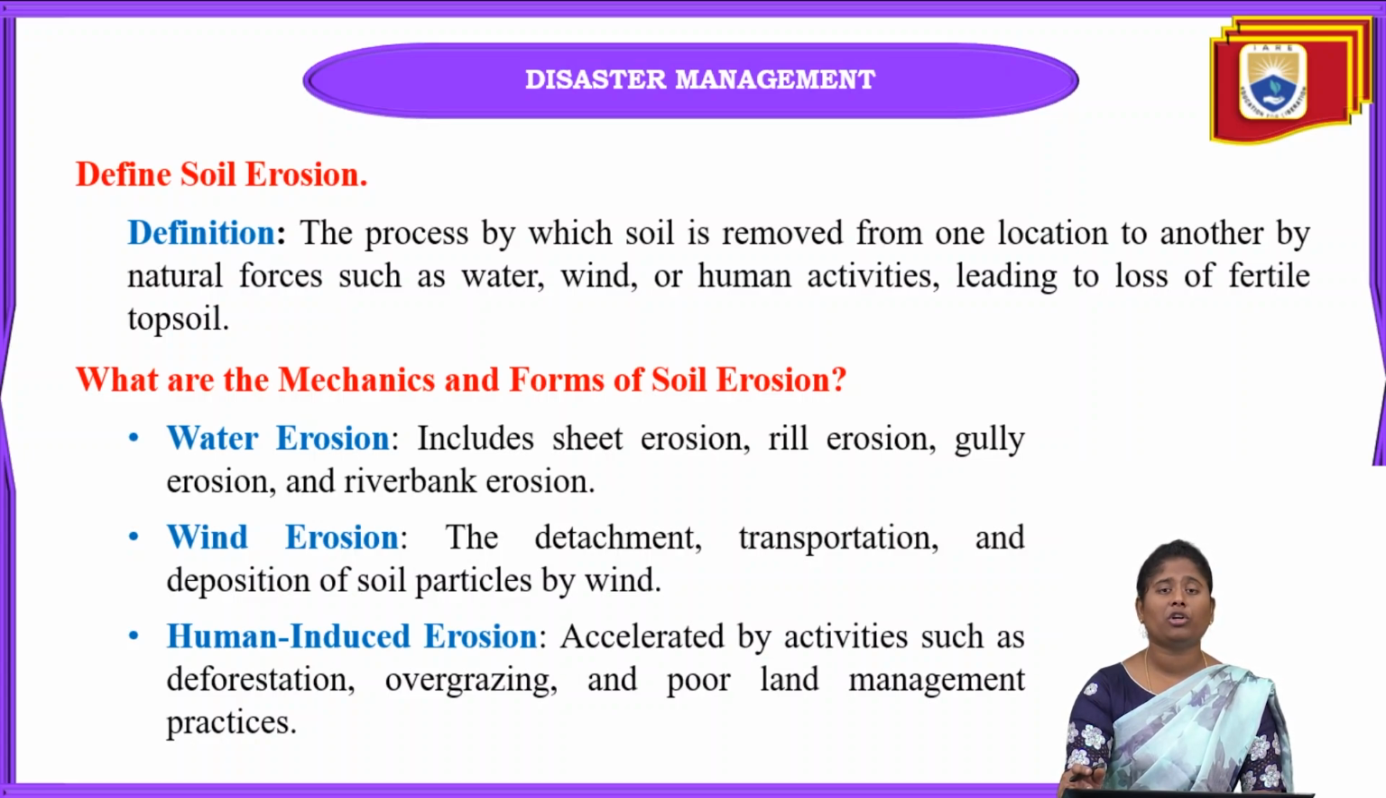And next one is, what are the mechanics and forms of soil erosion? The first one is water erosion. Due to water, the erosion we can see also includes sheet erosion, rill erosion, gully erosion, and riverbank erosion. I already told you how these erosions look and how they happen. These are all the water erosions we can see.